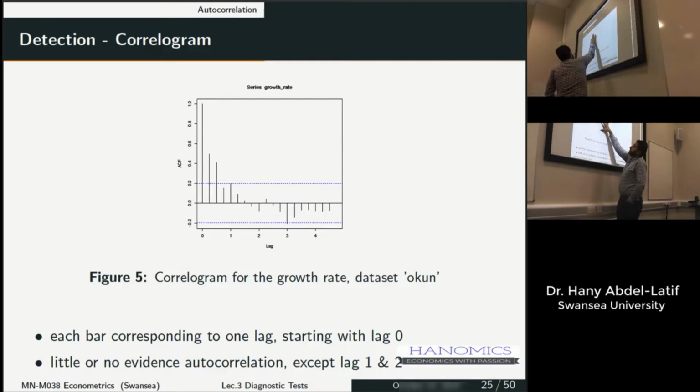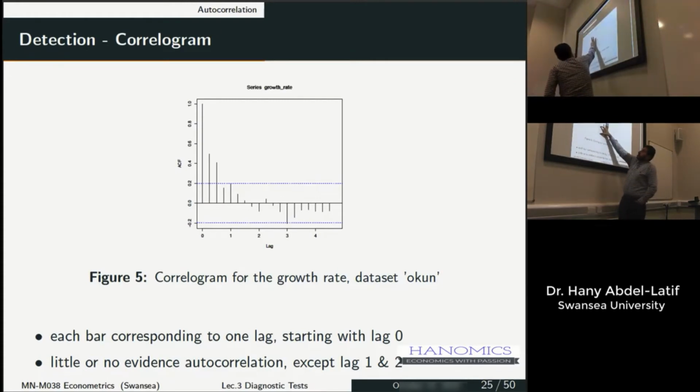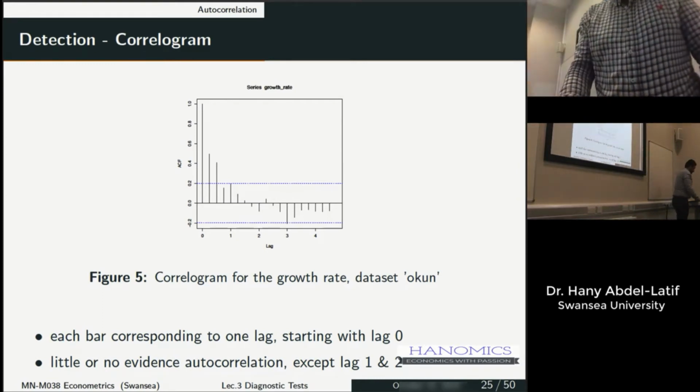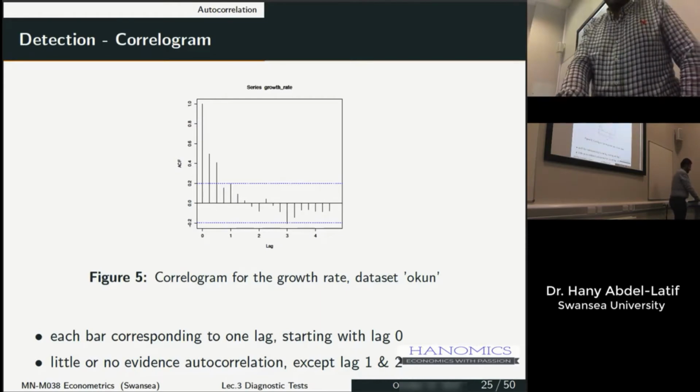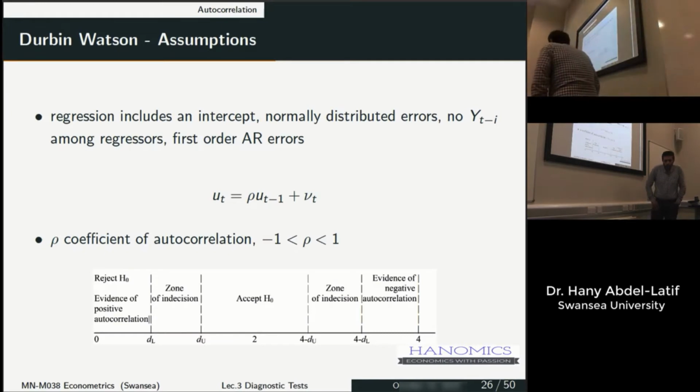But here, between the first and the second lag, there seems to be some sort of correlation, because you see it's outside these borders, on this one and this one. But in the rest, they are within these borders, so that means the first or the second lag might be autocorrelated. So there might be some sort of correlation between time t and time t minus 1 and time t minus 2.